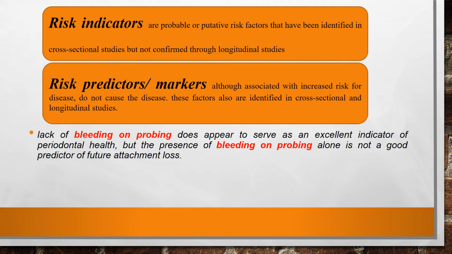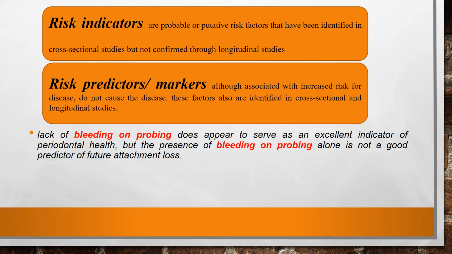Then comes risk indicators. Risk indicators are probable or putative risk factors that have been identified in cross-sectional studies but not confirmed through longitudinal studies. What is the difference between a cross-sectional study and a longitudinal study? In a cross-sectional study, you collect data from the population at a specific point in time, whereas in longitudinal studies you collect data from the exposure to the outcome of the disease, that is, repeatedly collecting data from the same sample over an extended period of time.